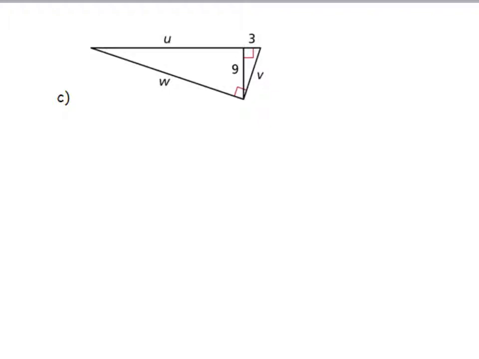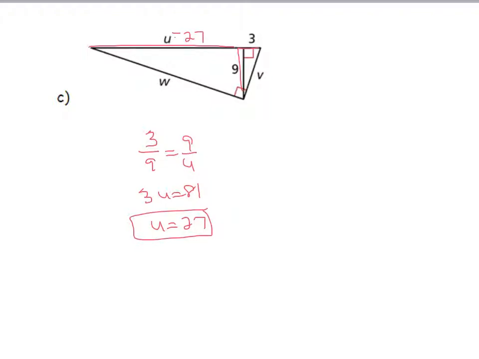So let's start with U, okay? We're going to use part over altitude, altitude over part. So we're going to do 3 over 9 equals 9 over U. So 3U equals 81, leaving me with U equaling 27. Okay, now that I know that U is 27, I can find the other two because now I know the whole thing here is 30.